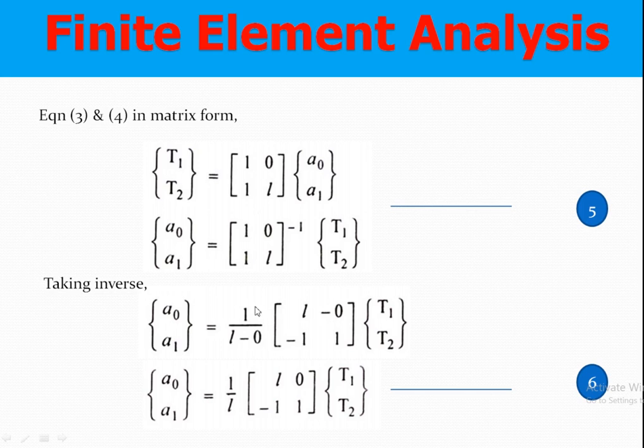Take this matrix as matrix A, then the inverse is 1 by the modulus of A times the adjoint of A. The modulus of A is 1 into L minus 1 into 0. The adjoint of A is very simple: you swap the diagonal terms, L here and 1 here, and change the signs of the off-diagonal terms. So 1 by the modulus of A into the adjoint is written as this equation. Now A0 and A1 equal 1 by L times [L 0; minus 1 1] times [T1 T2]. You write this equation and simplify it.